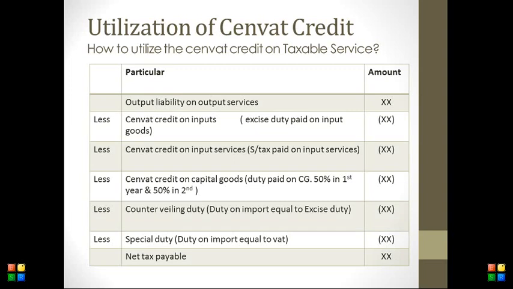50% in the first year, 50% in the second year. Countervailing duty, that is duty on import equal to excise duty, that means whatever duty is paid on import of the raw material or any accessory, that duty will be deducted. Special duty, which is duty on import equal to VAT. All these duties, just like on finished goods, will be deducted from the output liability, and the remaining is the net tax payable, that is service tax payable. So in this way we utilize this Cenvat credit for finished goods and taxable services.